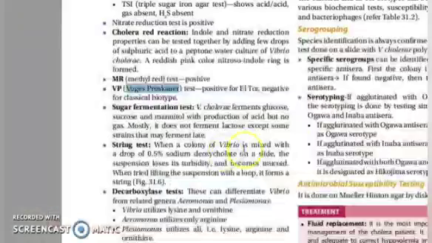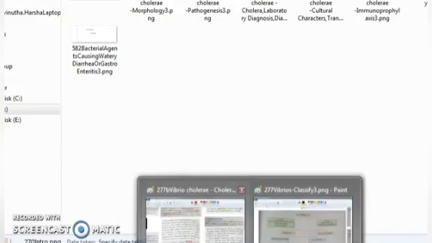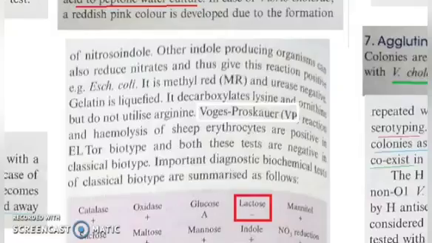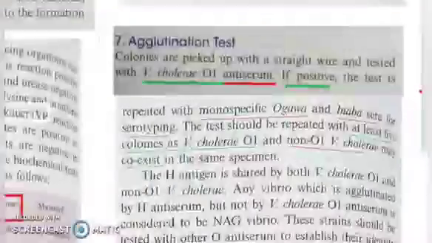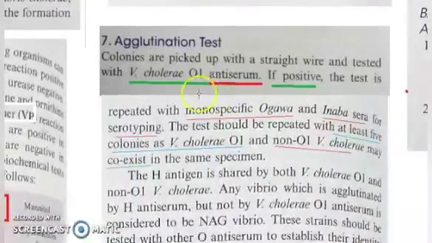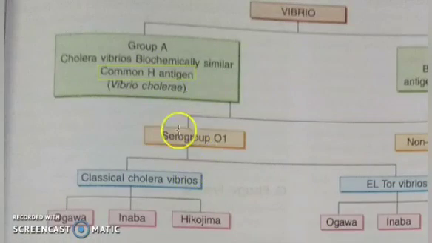Vogts-Puschka. That is the name of that test. Vogts-Puschka. Okay. Now let us move on to the agglutination test. So what you will do, first you will check for O1 antisera. If it is positive, now if O1 is positive, what will happen here?